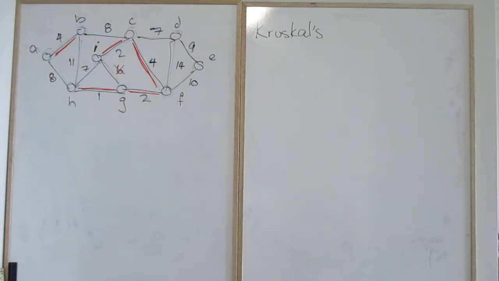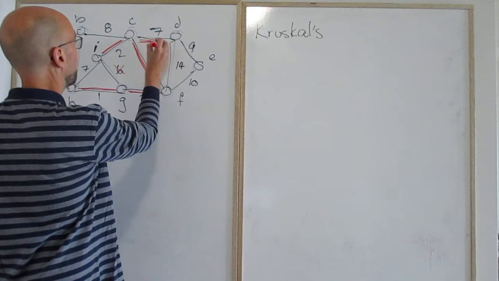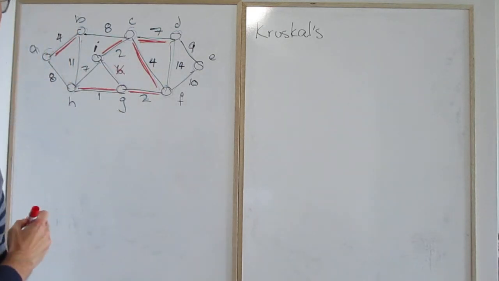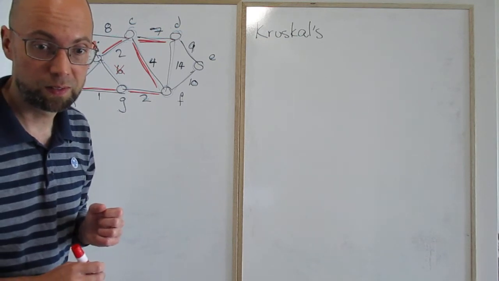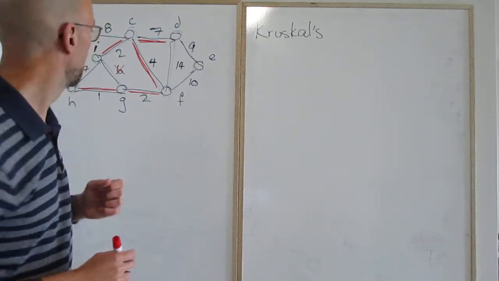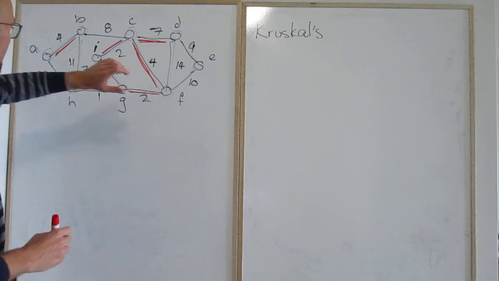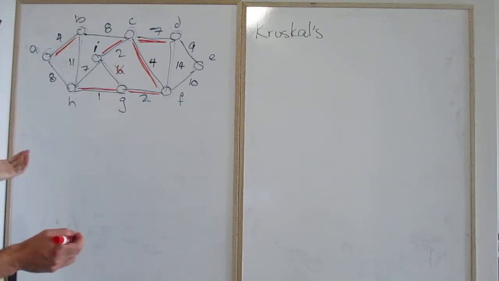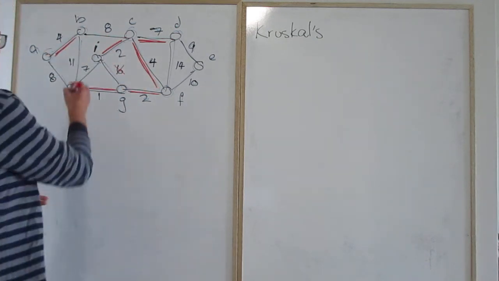Now, is there anything else with 6? No. Is there something with 7? Yes. Does it create a cycle? No. C to D, yes, okay. Now, anything with weight 8? Yes. There's this and this. Which one do people want to look at first? I has 7. Oh, right. Sorry. We have to process this after this. So we look at this, does it create a cycle? Yes, because it would create a cycle like that. So we don't take it.